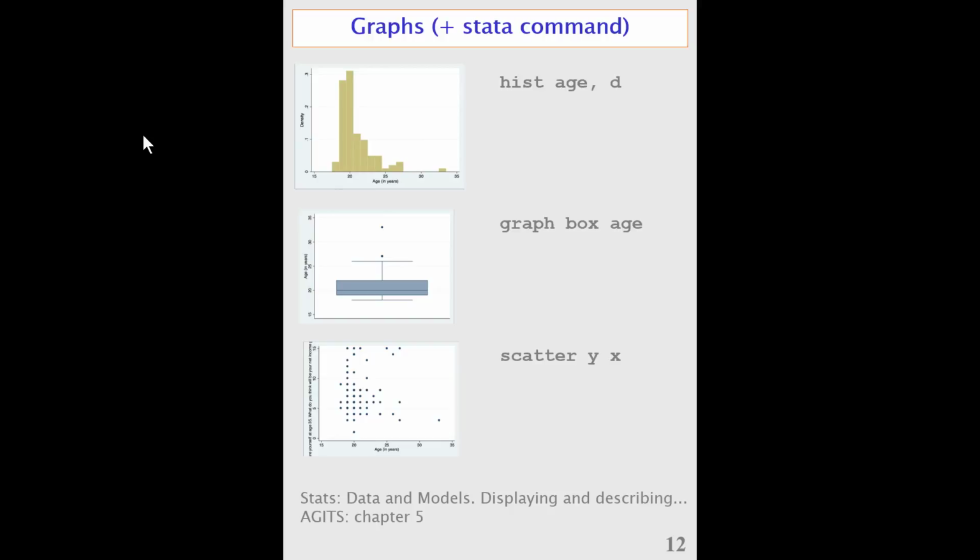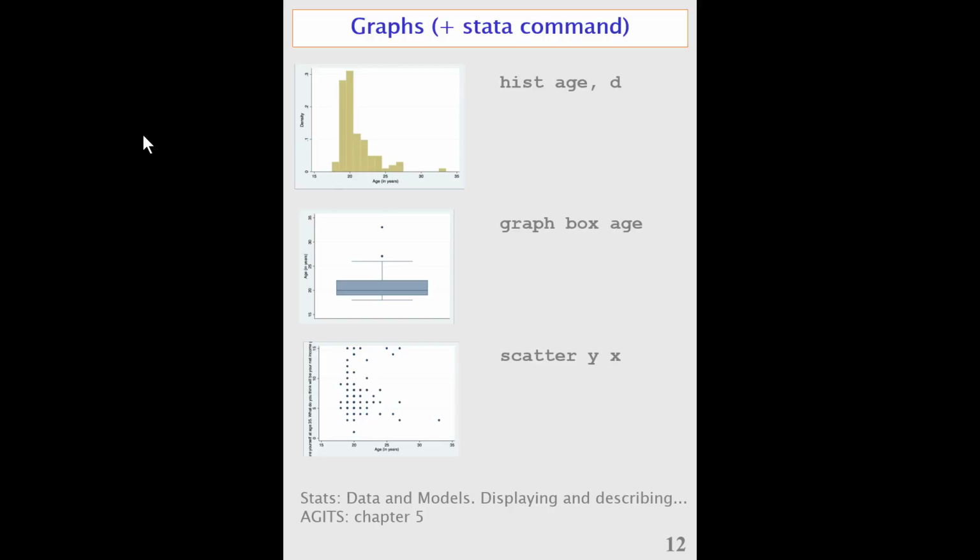This is, I think, the one most used. The histogram gives me an overview of this variable. This is what the age variable looks like. In fact, this is what it looked like in the data of last year, but it doesn't matter so much at this point. A box plot you can get through graph box, and a scatter plot below here you can get through the scatter. Okay. All of that is in chapter 5 of the book.